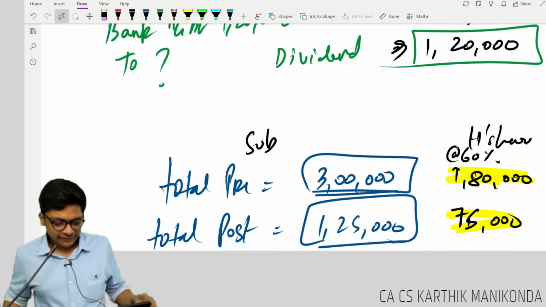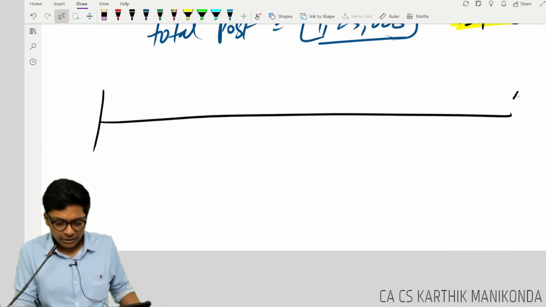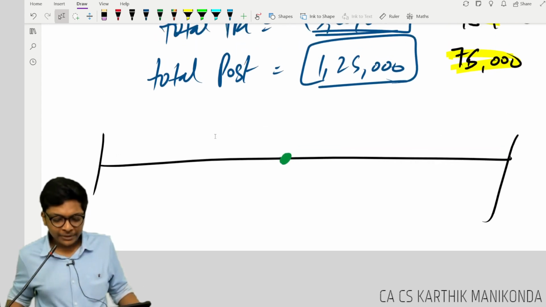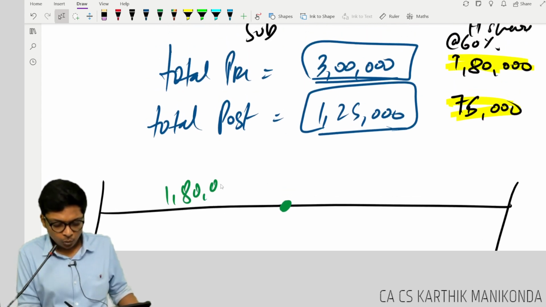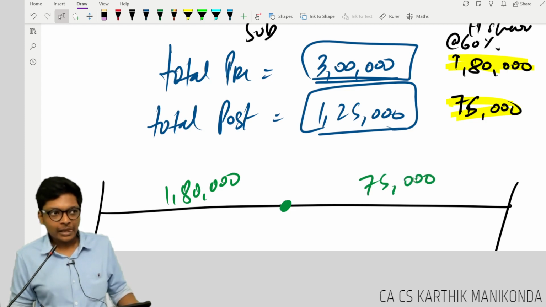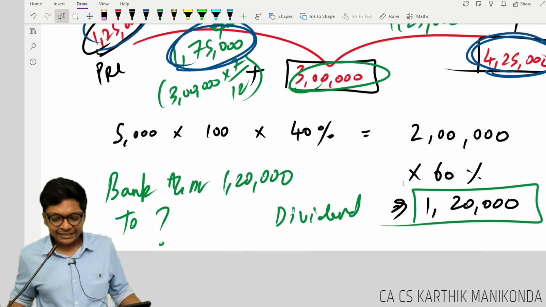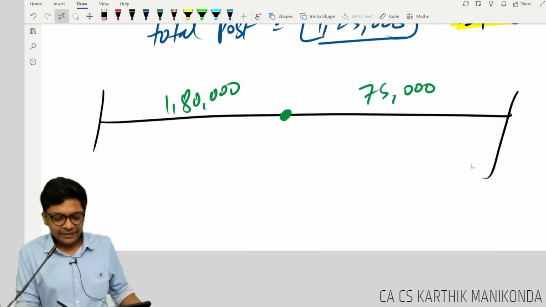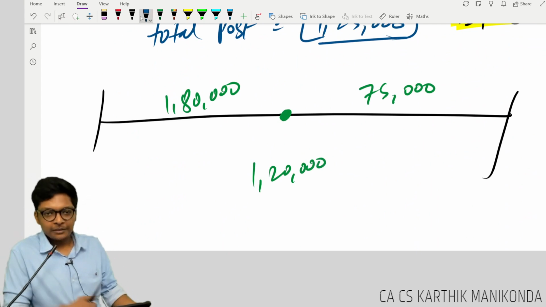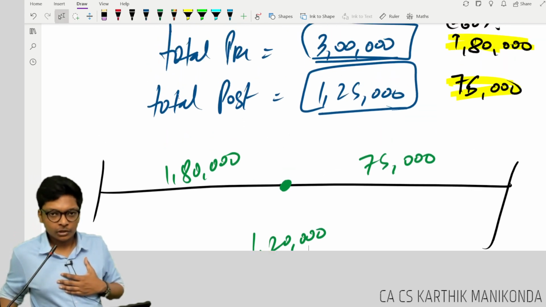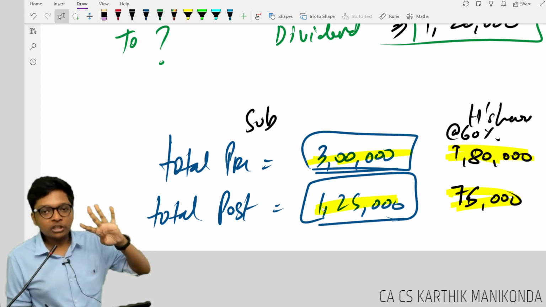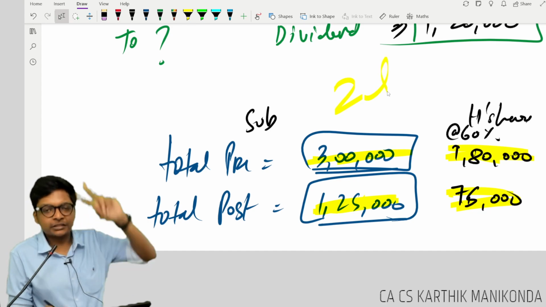So I will come back and let me write this table line again to see if you are understanding. This is the change pointer. So total pre what belongs to me is 1 lakh 80. Total post what belongs to me is 75, and total dividend declared is 2 lakhs. In that, dividend declared is 1 lakh 20,000 for me. Correct? That means I am making a statement. Tell me if it's correct. The total profits of the company is pre 3 lakh, post 1 lakh 25, and total dividend is 2 lakhs.